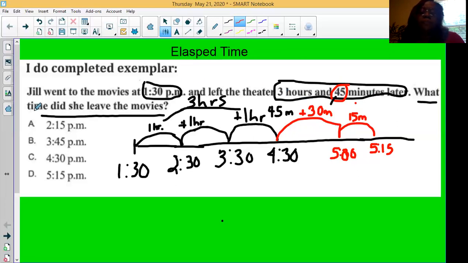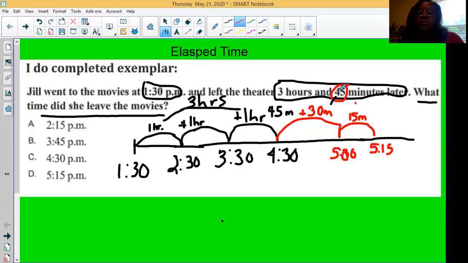So let's go back. It says, what time did she leave the movies? I know she got to the movies at 1:30. She left the theater 3 hours and 45 minutes later. So she got there at 1:30. 3 hours, here's 1 hour. That's 2:30. 2 hours makes it 3:30. 3 hours makes it 4:30.